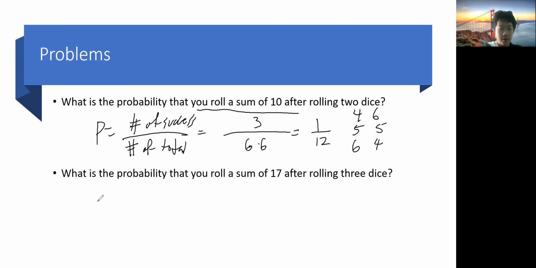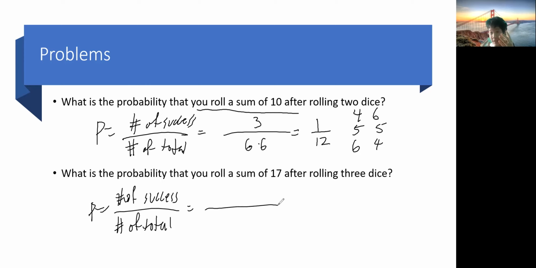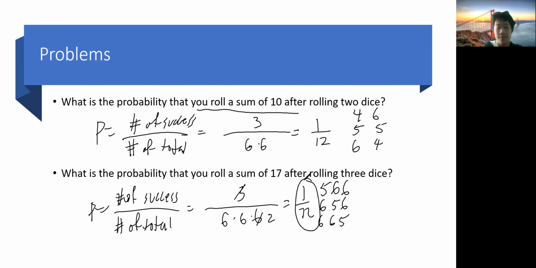Next one is very similar. Number of successes over number of total. Well, for the total, I've got 3 dice now, and each of them can be one of the 6 numbers. So you've got 6 times 6 times 6. For the number of successes, we can just list the possibilities out again. We're going to have 5, 6, 6, or we could have 6, 5, 6, or we could have 6, 6, 5. So actually you have 3 here. These will cancel. 1 over 72. Any questions? All good?